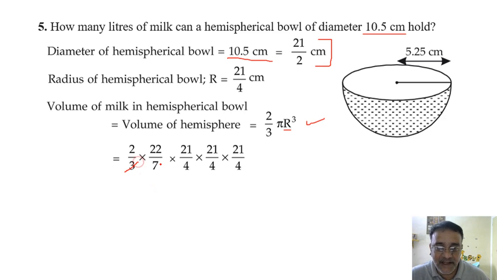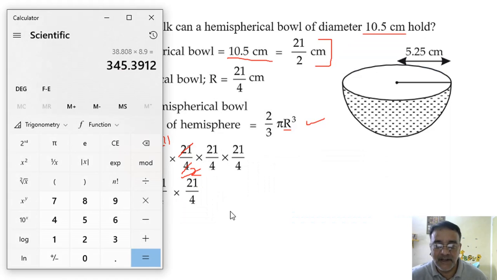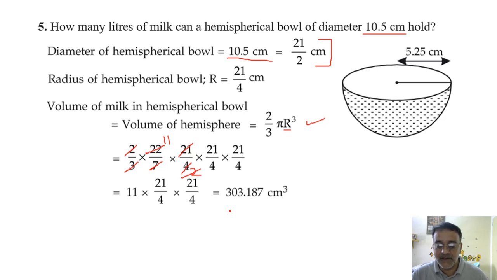So one 21 we can cancel here, look carefully. And this 2 also we can cancel. And this one also we can cancel. So what we are getting: 11 into 25 by 4, 21 by 4 into 21 by 4. Okay, and we'll get approximately 0.187.